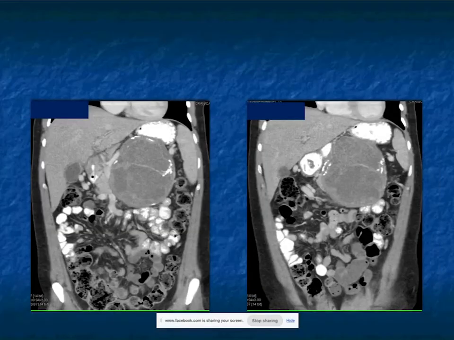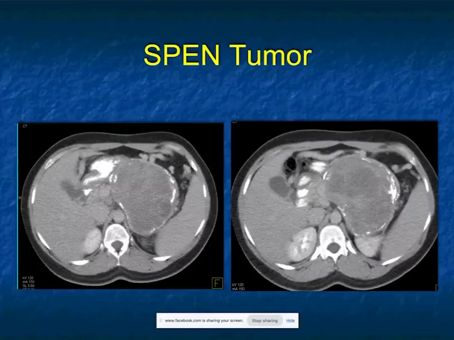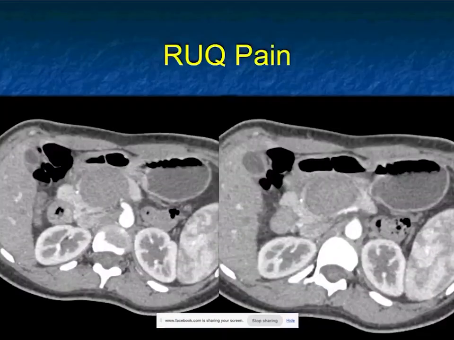And if I tell you cystic and solid lesion, you're going to say SPEN tumor. And this was a SPEN tumor. Although most SPEN tumors are females, 9-to-1 over male, and they're in their teens and 20s, we've seen them in males in their 80s, so you never know.